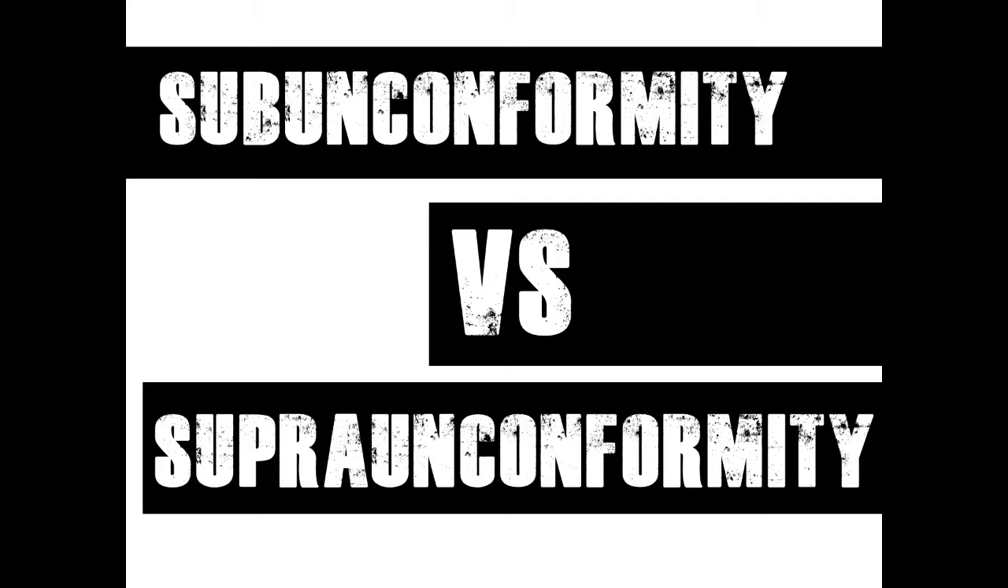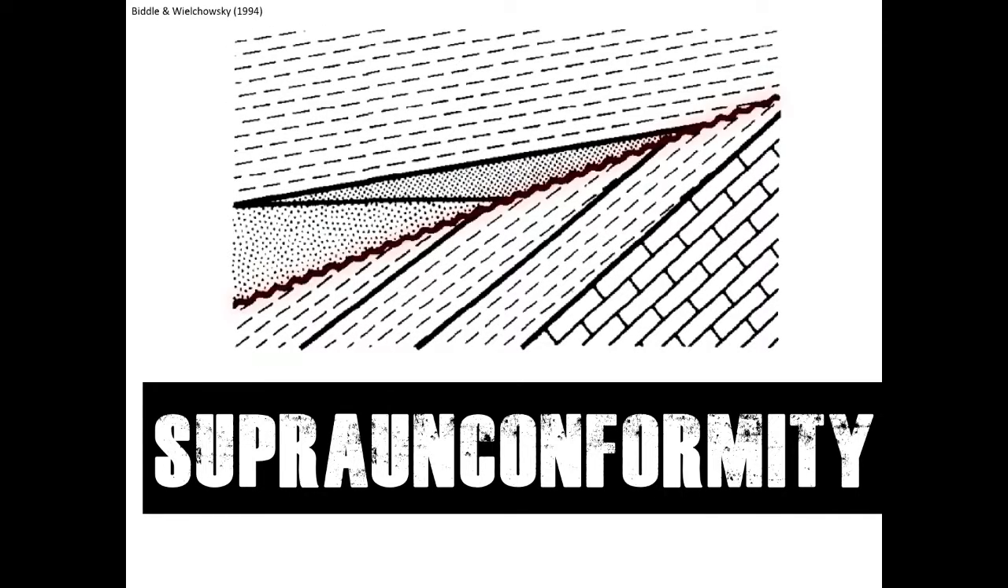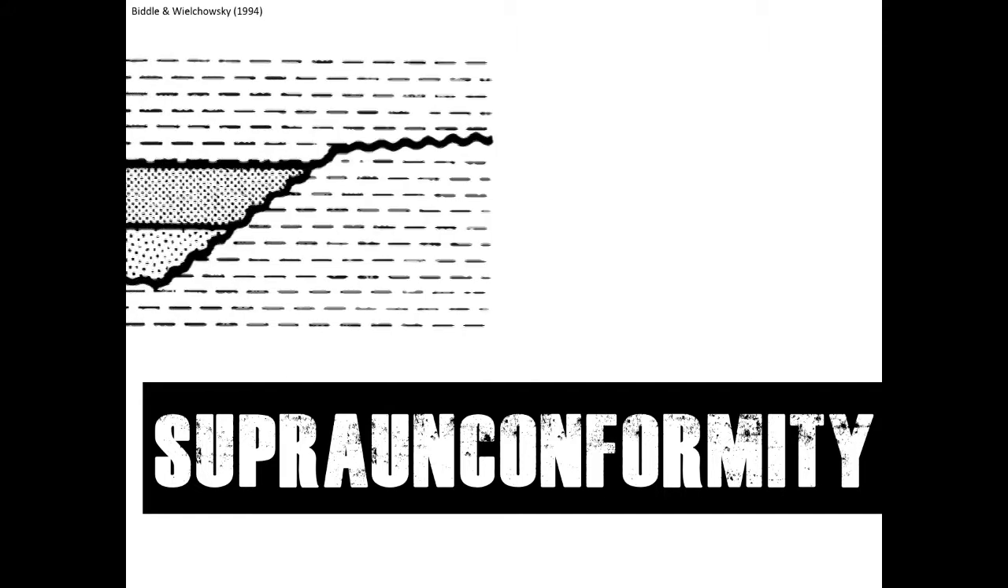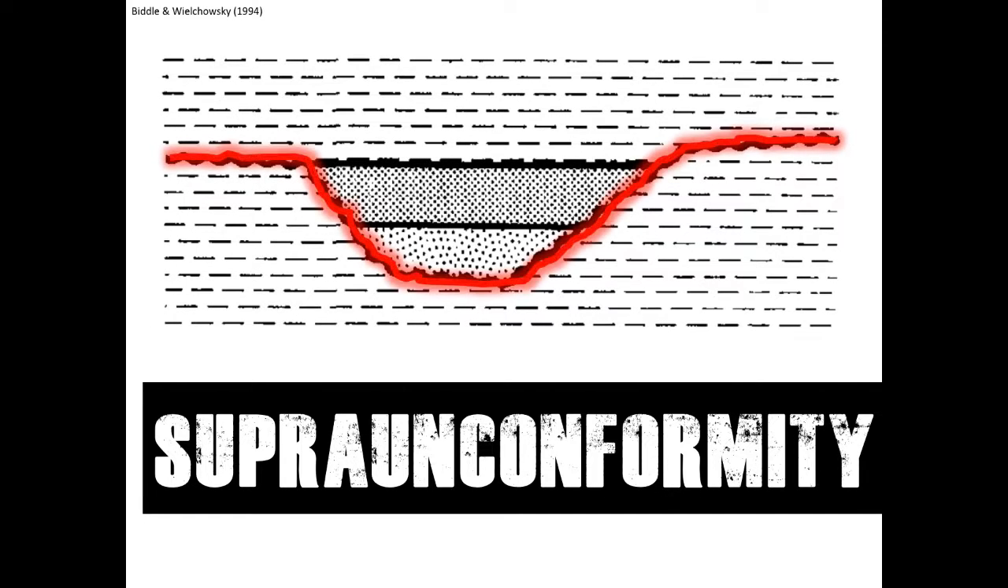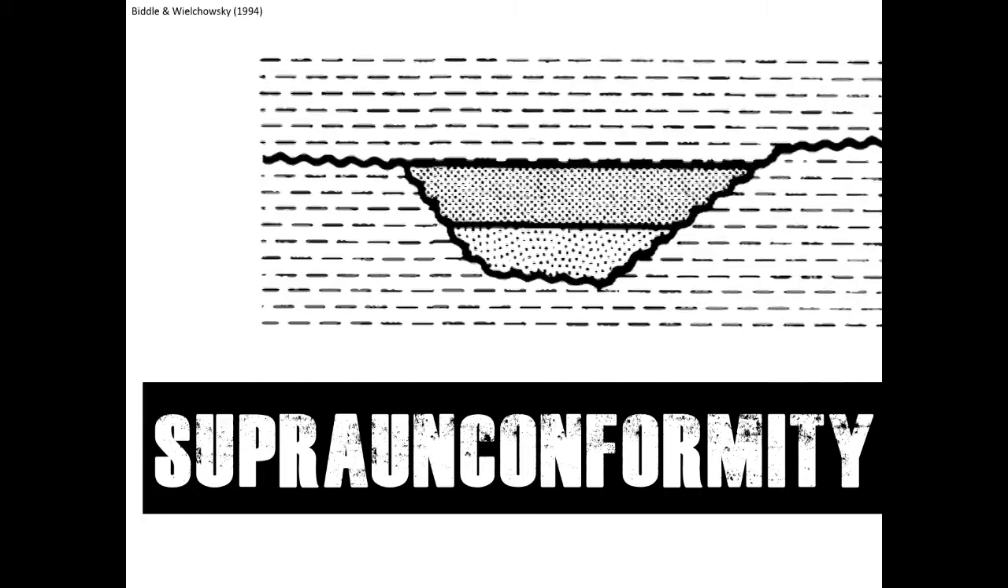Supra-unconformity traps overlie unconformities. Some common examples include on-lap onto regional unconformities, and also reservoir deposition within incised valleys or canyons.